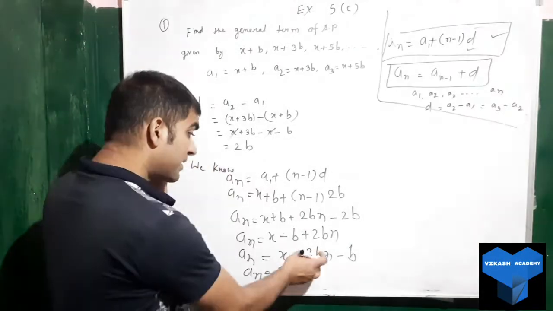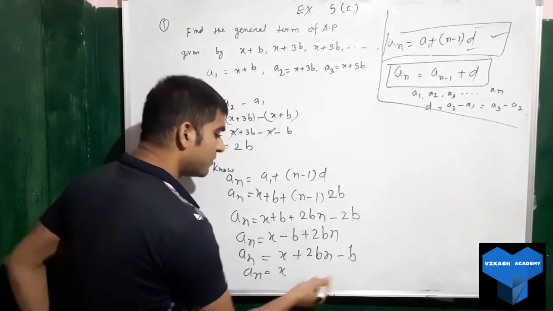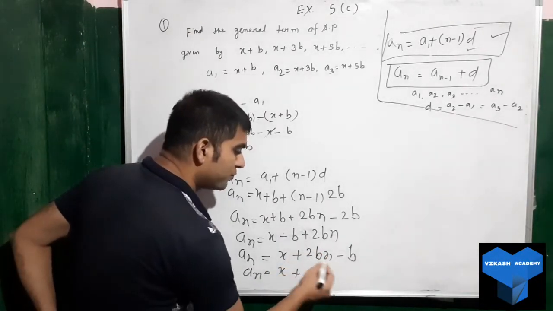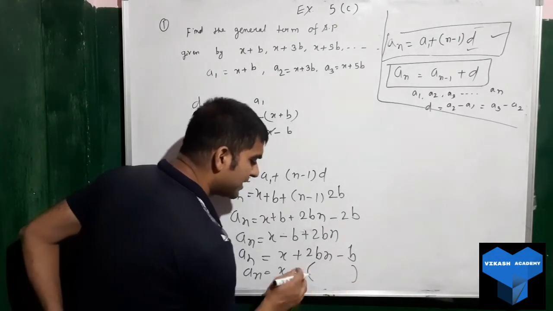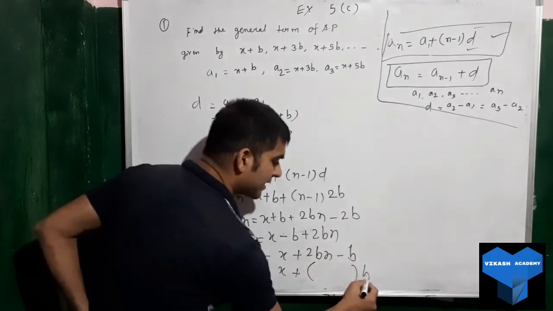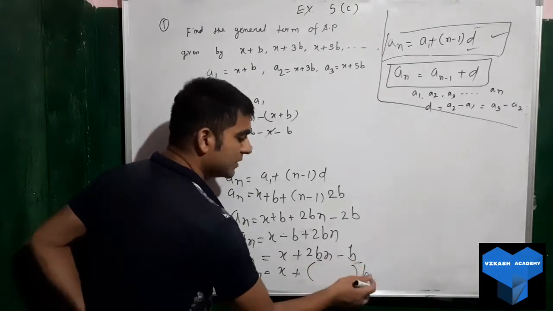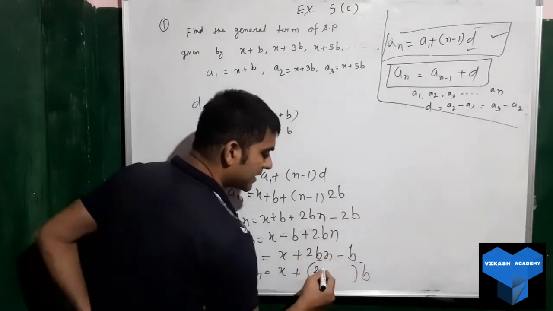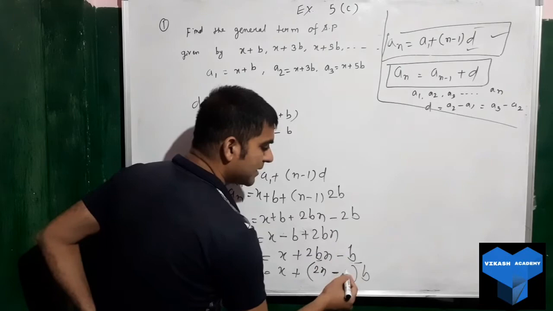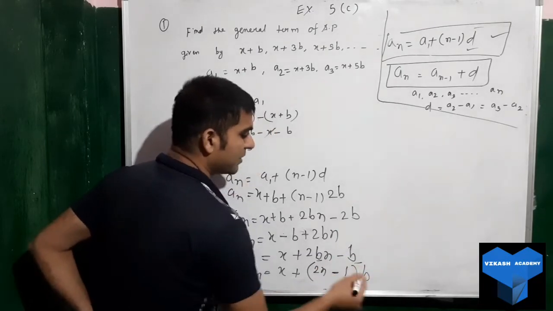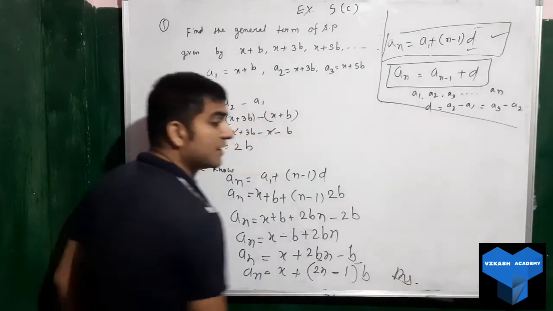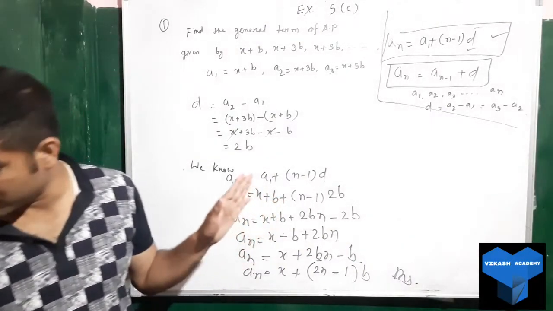So what we can take common from here? If you see what is common, b is common, we'll take b. So b we are taking common, b is out. So now what is left? 2n. You write here 2n, minus will be minus, then b is already written here, so it will be 1. So this will be your answer. This will be your general term. So we are done with question number 1.